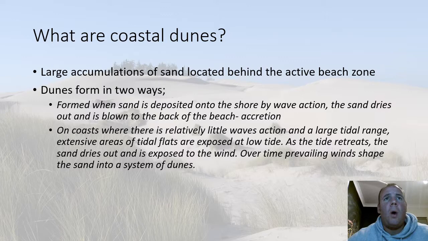Dunes form in two ways. When sand is deposited on the shore by wave action, the sand dries out and is blown to the back of the beach, and that's called accretion.